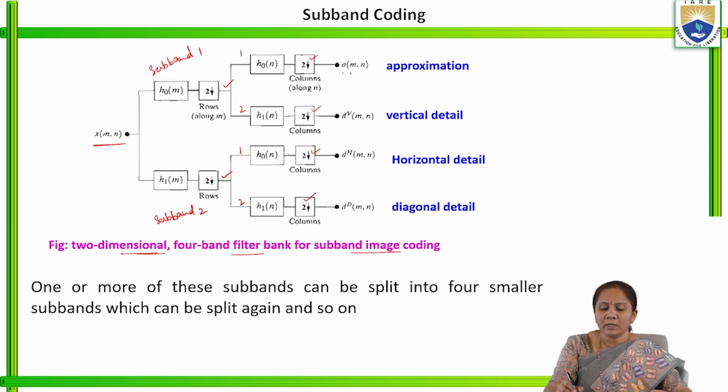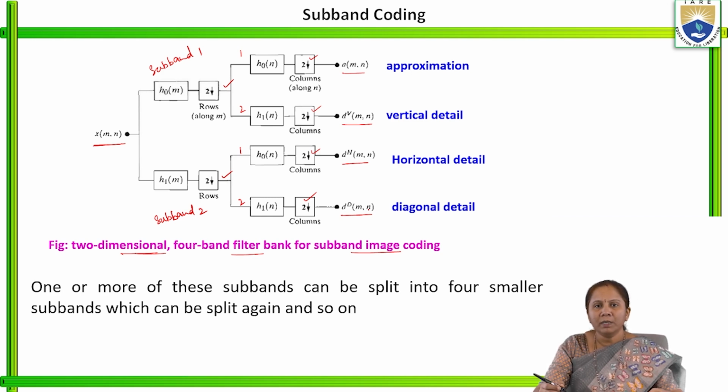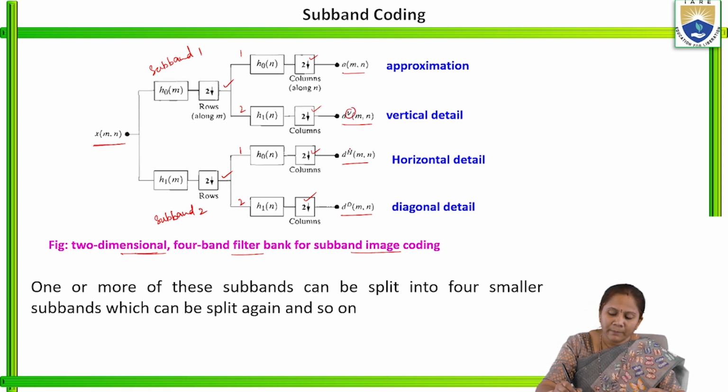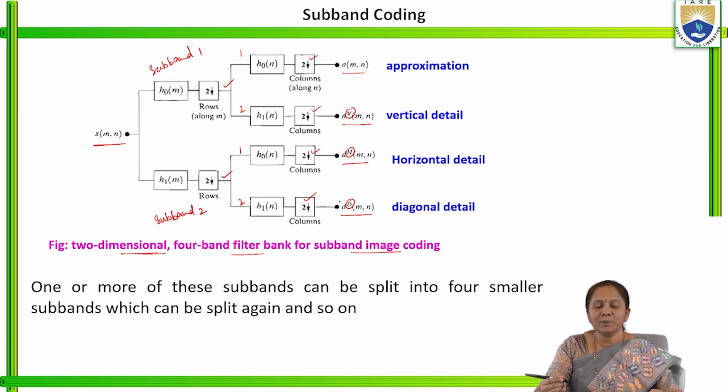The 4 outputs are A of m comma n, d^v of m comma n, d^h of m comma n, and d^d of m comma n. What do v, h and d represent? They indicate the type of output we are getting. A of m comma n is the approximation output, d^v of m comma n is the vertical detail output, d^h of m comma n is the horizontal detail output, and d^d of m comma n is the diagonal detail output.